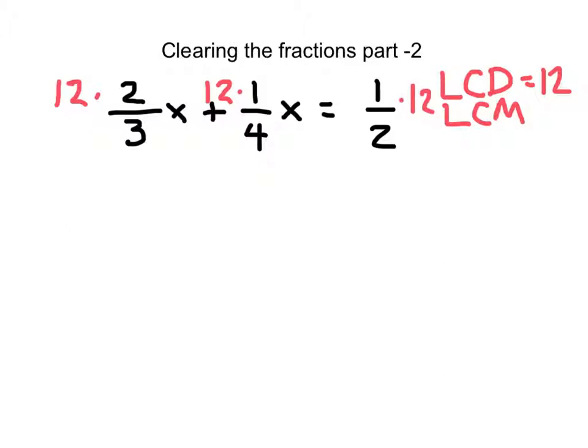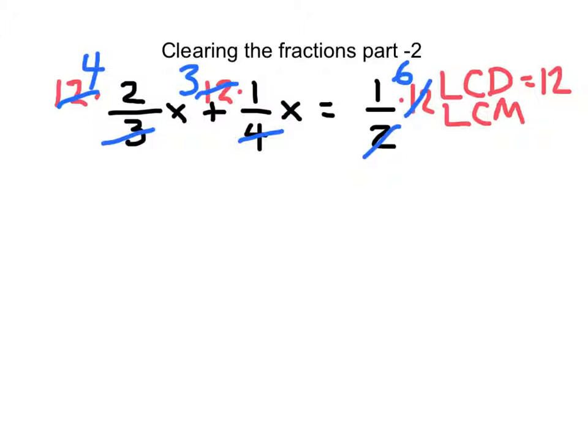When I do that, all of my denominators will cancel. So here 12 will cancel 4 times with 3. 12 will cancel 3 times with 4. And then here 12 will cancel 6 times with 2. So let's rewrite the equation, what we get after we cancel our denominators.